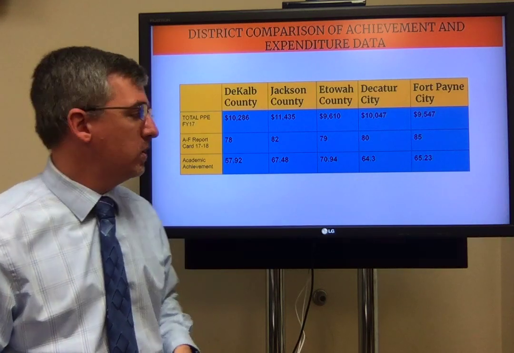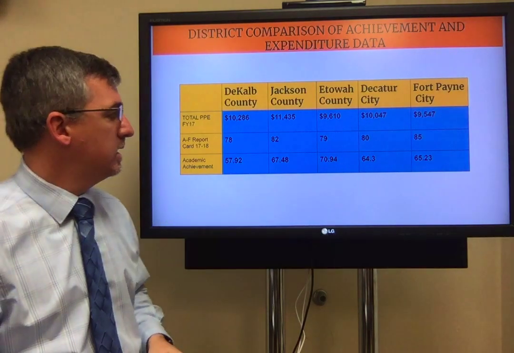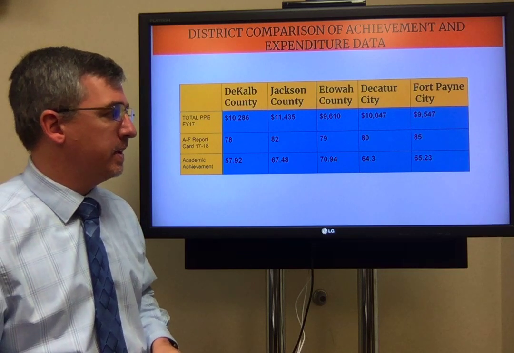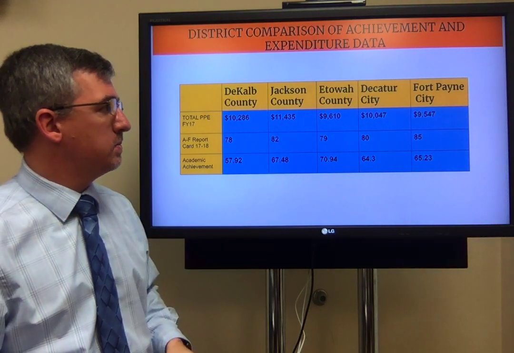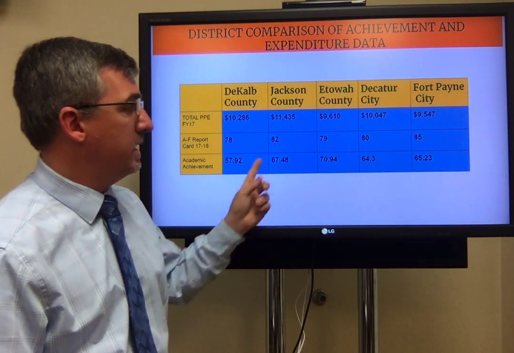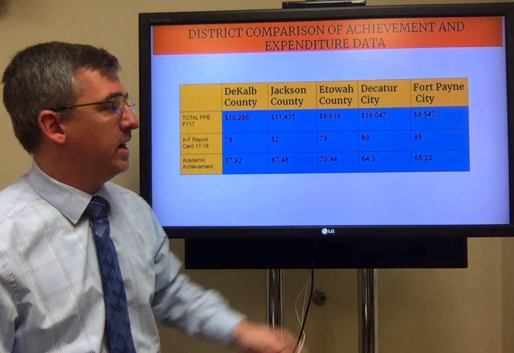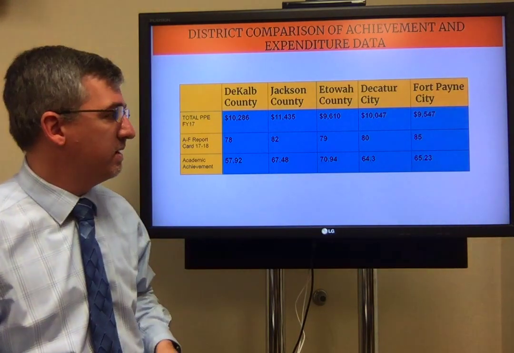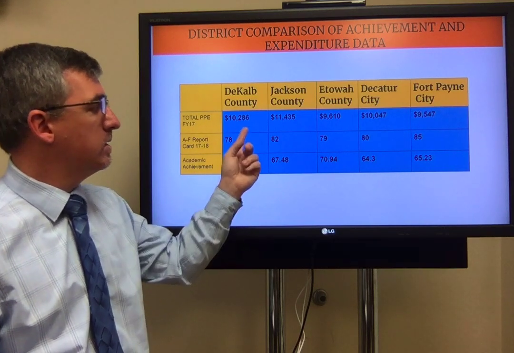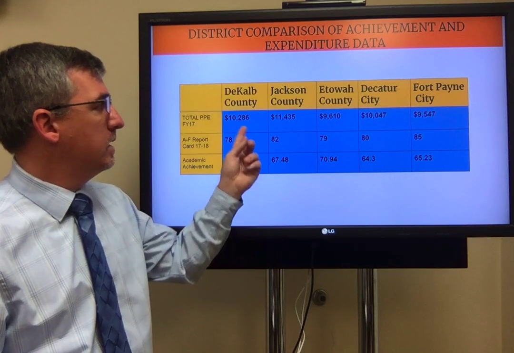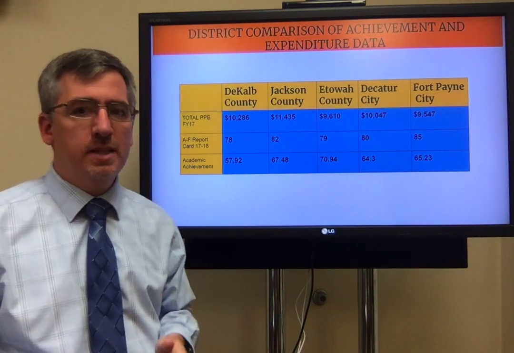through F or the report card, and we compare it to the academic achievement, so this is standardized tests, we ask ourselves, is there a correlation? In other words, Jackson County scored an 82, but yet they were spending the most per pupil. But they didn't score the highest of the systems listed here. Fort Payne scored the highest with 85, but they spend less per pupil. If you look at the academic achievement, DeKalb County scored the lowest at 57.92, but we're not the lowest in expenditures per pupil. So we ask ourselves, okay, then what does that mean?